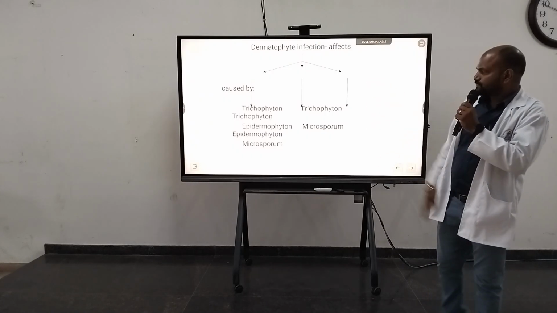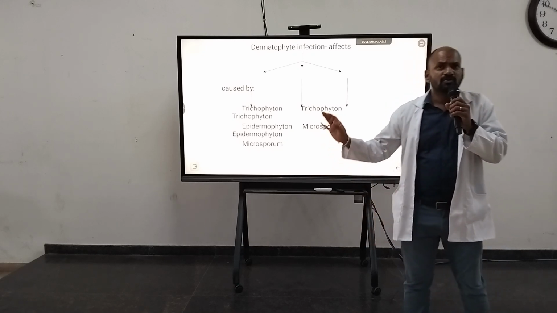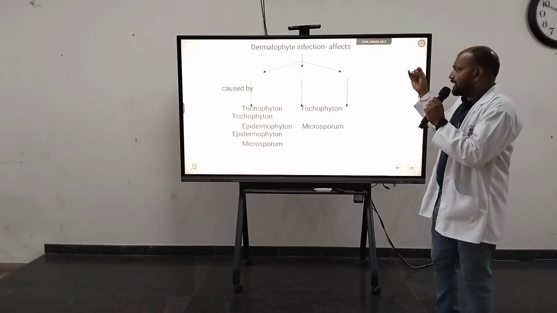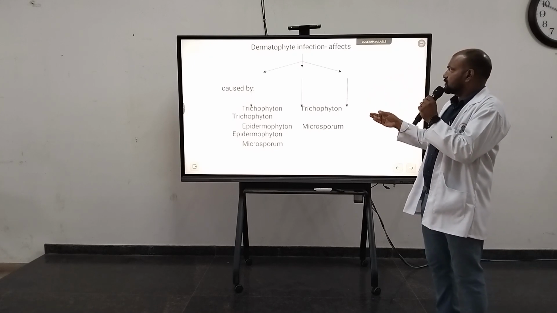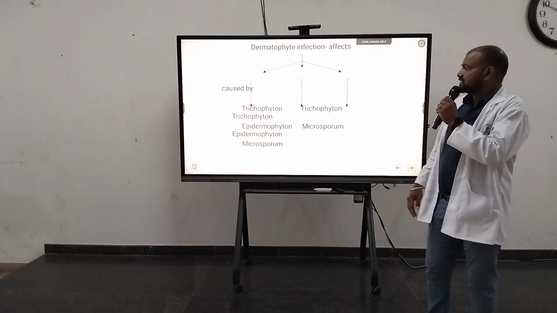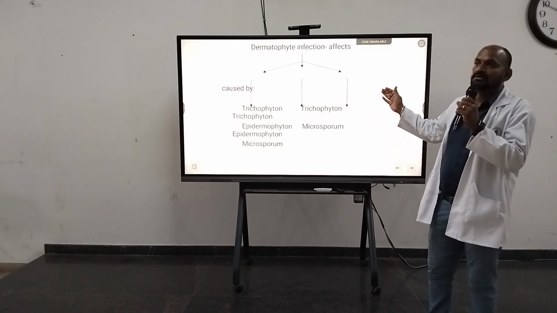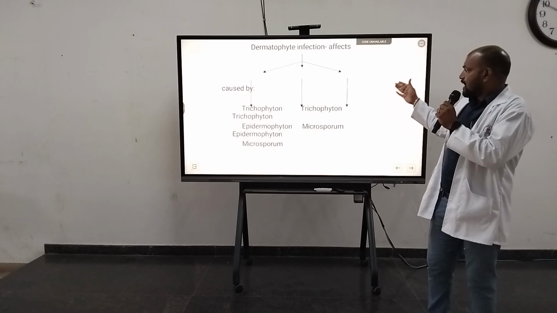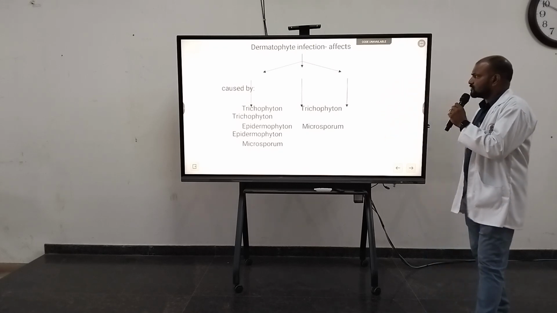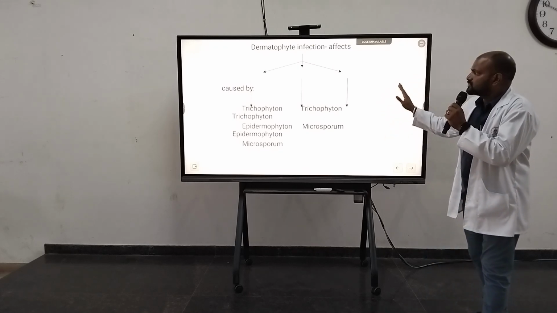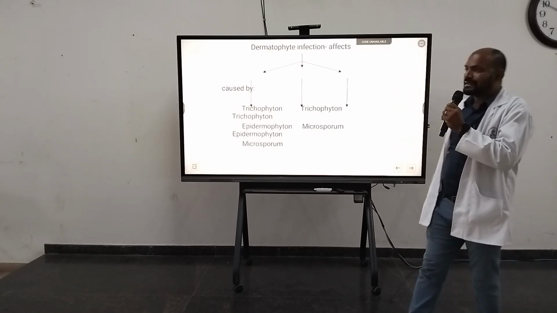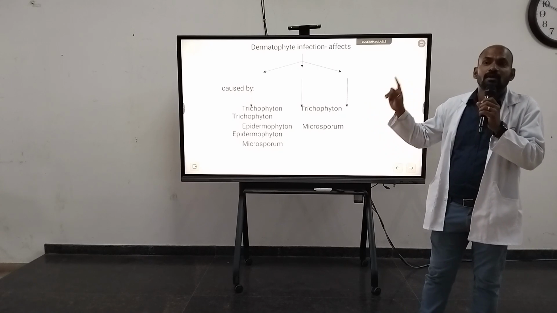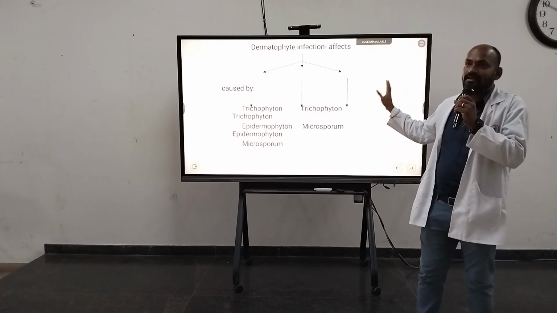Coming to the causative agents of dermatophytes, skin infections are caused by Trichophyton, Epidermophyton, and Microsporum. Hair infection is caused only by Trichophyton and Microsporum; hair infection is not caused by Epidermophyton. For nail infection, Trichophyton and Epidermophyton are the causative agents. Microsporum does not cause nail infection.